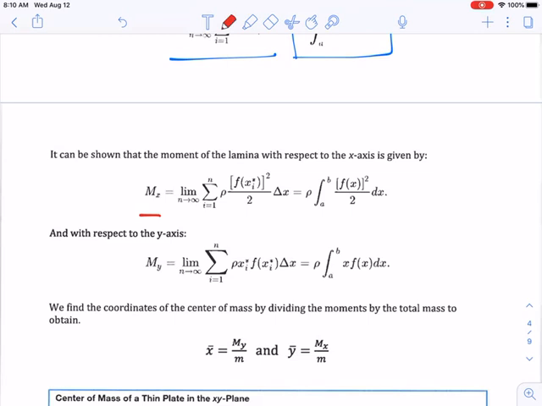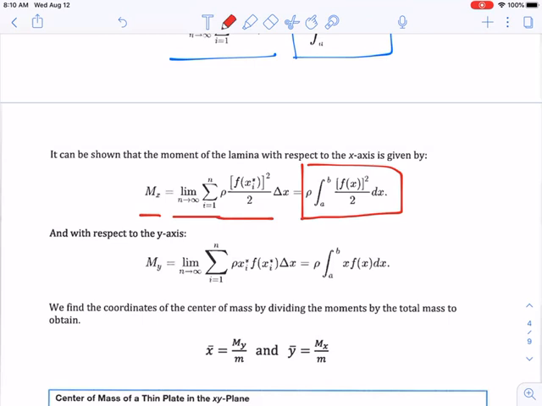So anyway, the moment about the x-axis is the limit as n approaches infinity, in other words, the number of rectangles approaches infinity, of the sum of density times the function squared divided by 2, delta x. So as an integral, we get this integral: density times the integral from a to b of the function squared divided by 2. That's not really that complicated, except sometimes squaring the function can be annoying.